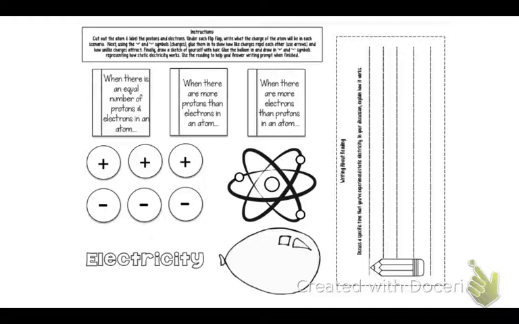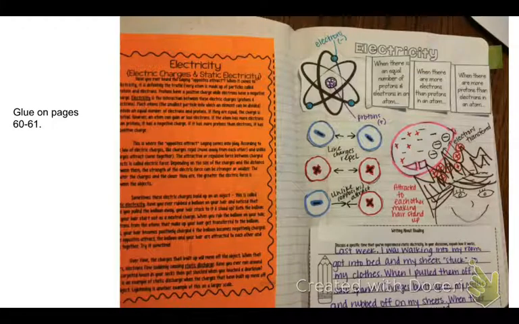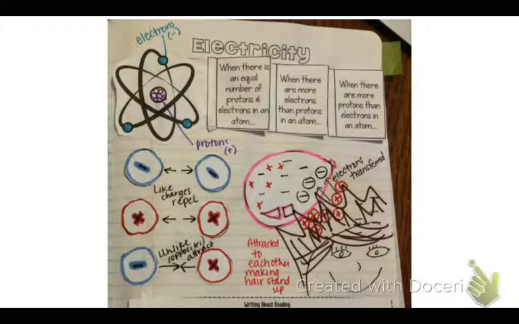Feel free to pause the video so you can get that done. We're going to glue these on pages 60 and 61 of your interactive notebook. On page 60, this is where you will glue the reading. And then you can see the layout of page 61. I'm going to go ahead and zoom in on that.